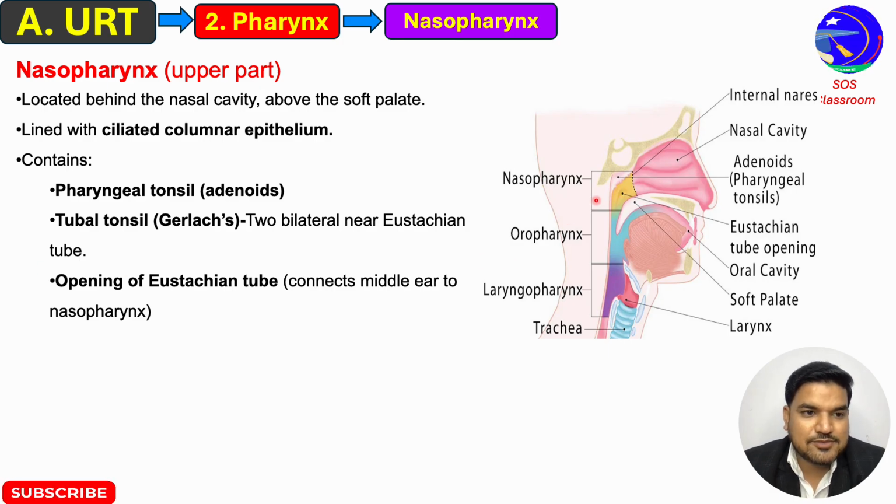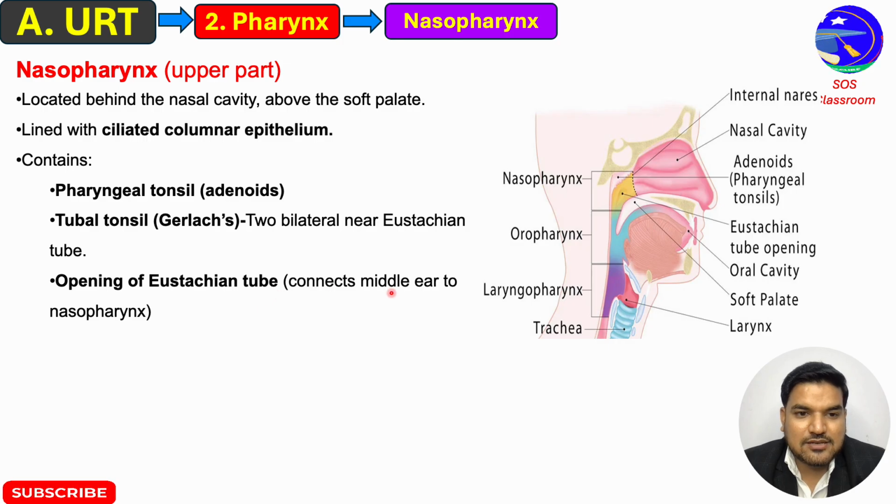So what tonsils are present? First is the pharyngeal tonsil, also called adenoid tissue. You can see just behind the nasopharynx, this portion is the pharyngeal tonsil. Next is the tubal tonsil. The tubal tonsil is present nearby the Eustachian tube, that's why it is called the tubal tonsil. Tubal means the tube. The tube is the auditory tube, and auditory tube means Eustachian tube.